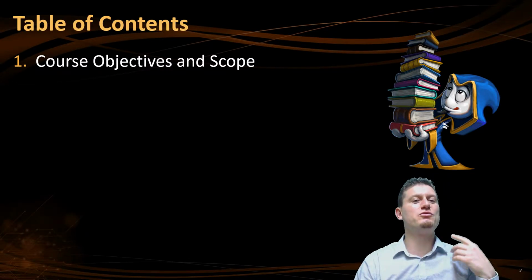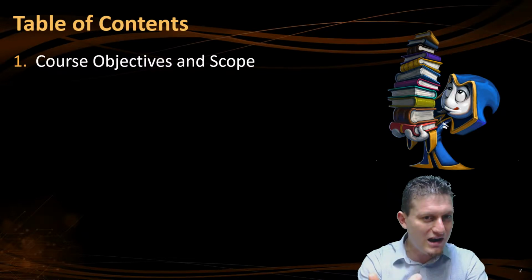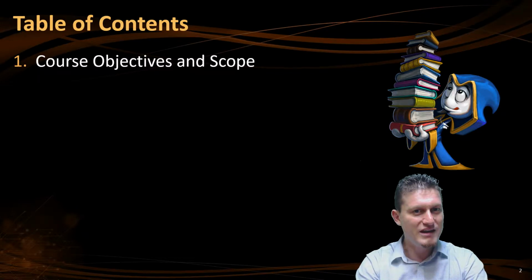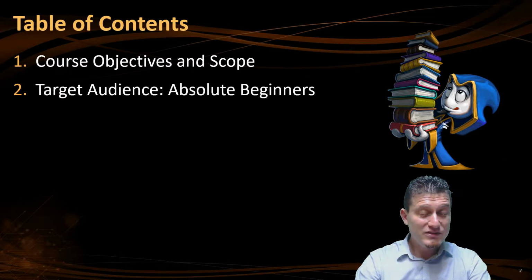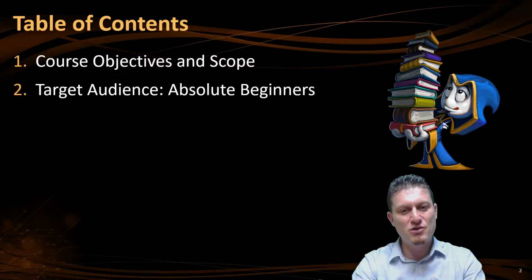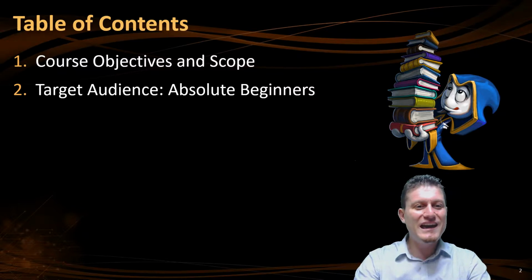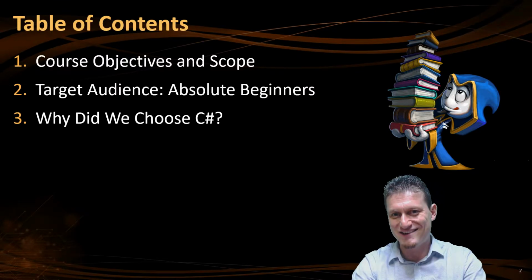So I will start with the course objectives and scope. We'll explain what we shall learn, what we shall not learn, and what the next steps are, what we will cover, our methodology, exams, exercises, videos, lessons, etc. The target audience is absolute beginners, people who start coding for the first time, and later I will explain why I chose the C# language, because I like it.